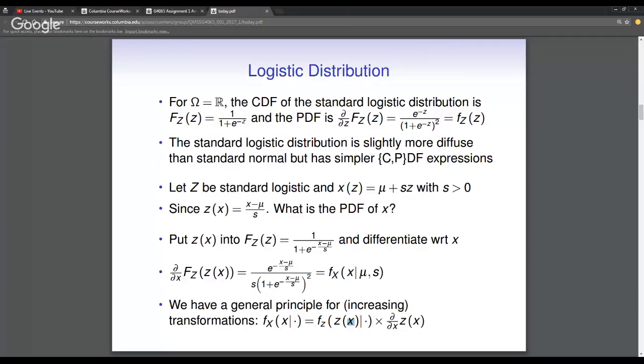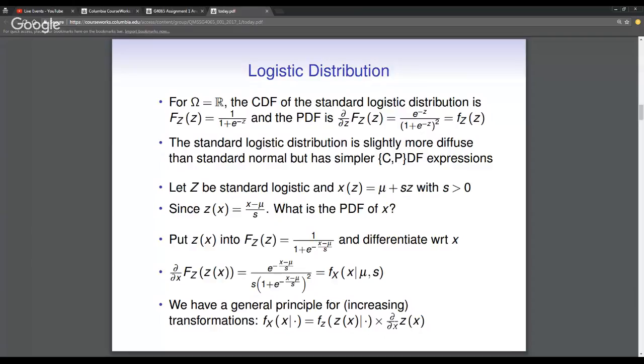So the general principle, when you're doing a transformation, is that it's the PDF written in terms of the original variable, where the original variable is substituted out and you have an expression involving x, which is the variable that you want the PDF for, and then multiplied by the derivative of the transformation from x to z. All right?